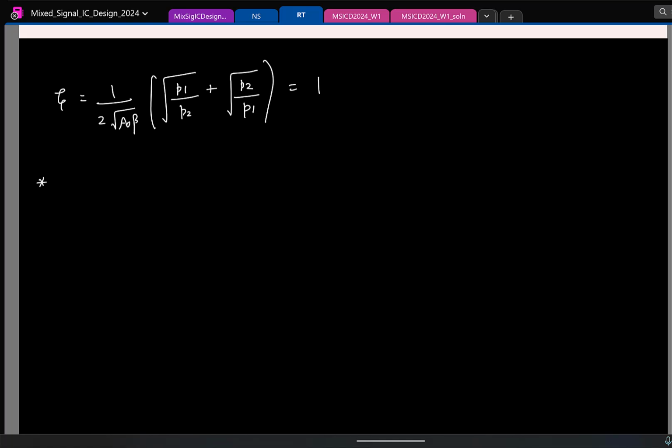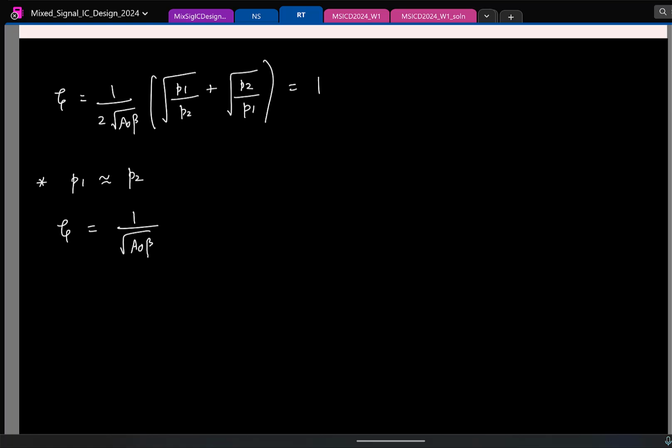Now let me assume that I have the 2 poles to be roughly on the same location. When I say P1, P2, these are poles of what system? Open loop system. That is, the amplifier's poles is what we are talking about. Okay. So if, let us say, the amplifier had 2 poles and both of them are roughly equal, how can you approximate? I mean, what will zeta become? 1 by 2 root A0 beta.